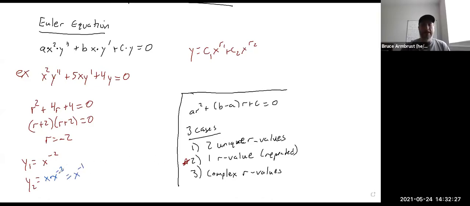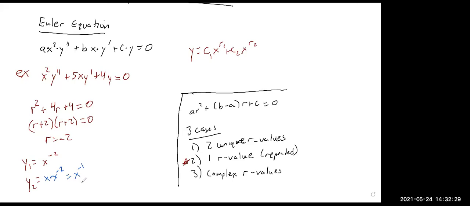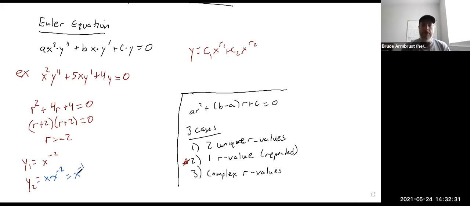Yeah, okay, so think about that. We do this, x times x to the minus 2. That would give us x to the minus 1. But if that were a solution, it would have shown up through this process. So that means we're going to have to end up multiplying by something other than x. This y2 is going to be x to the minus 2, but times something.